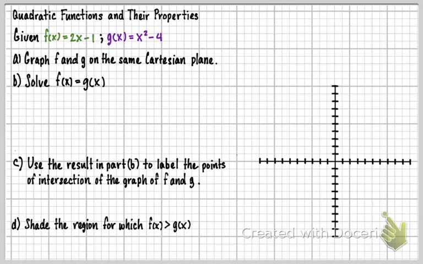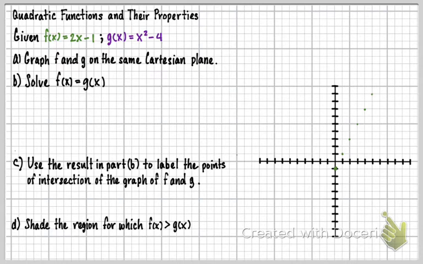Now part A says graph f and g on the same Cartesian plane. So that's what we're going to do first. So f of x is in slope-intercept form, so I'm going to plot the -1 first, and that's going to be here. And then from there, I'm going to use the slope, and that's really just 2 over 1. So I'm going to go up 2 and to the right 1. So that's going to put me here. And I'm just going to continue to do that, just so I can get a nice straight line when I graph it. Sometimes that's really handy.